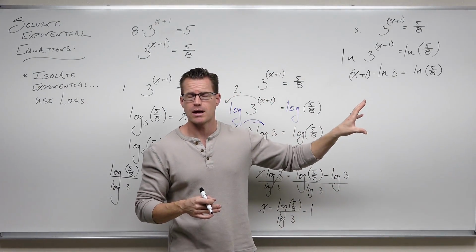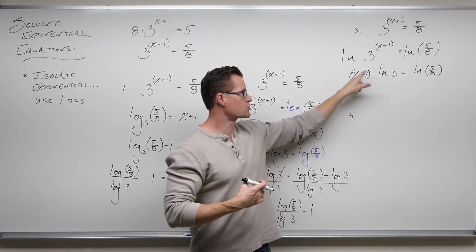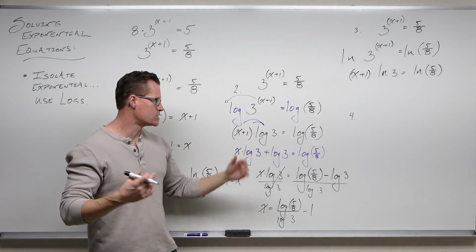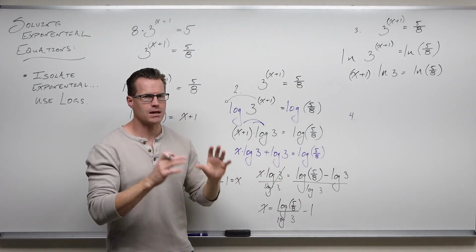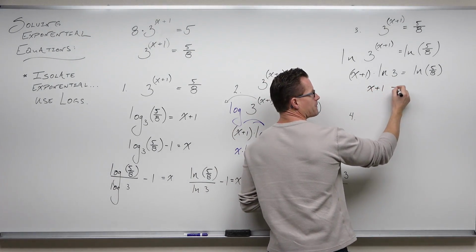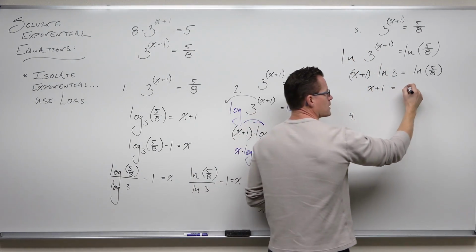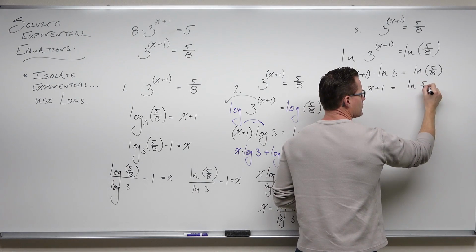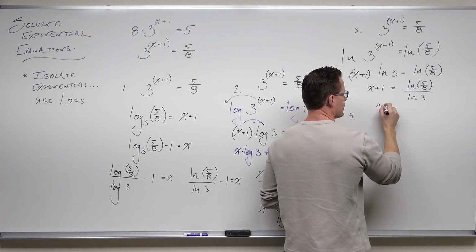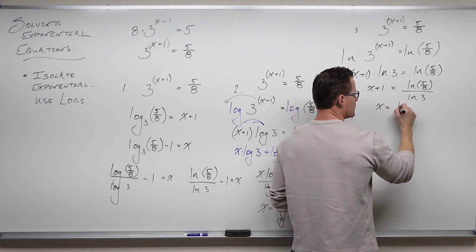You can choose to divide right now, which I'm going to do, or distribute, subtract, and then divide, which is modeled right here. If you just change this to an ln, you get exactly the same thing. So we're going to do x plus 1. I'll divide both sides by ln 3. I'll subtract 1.